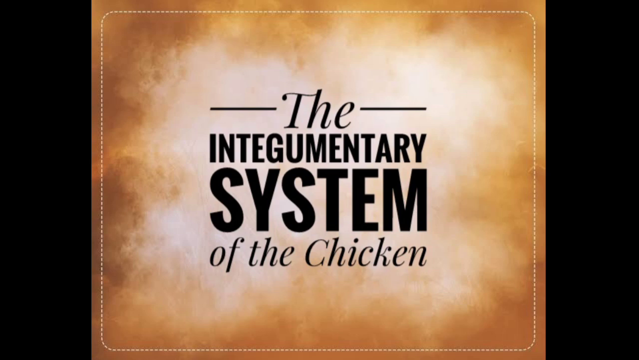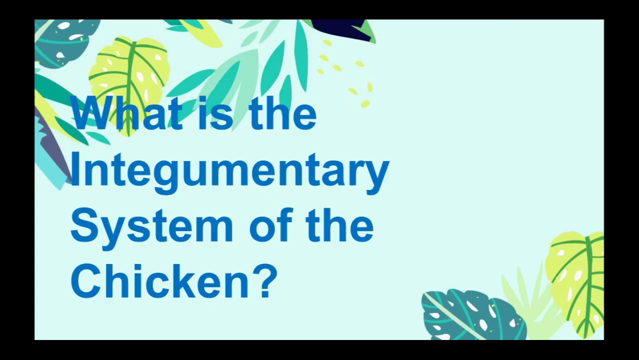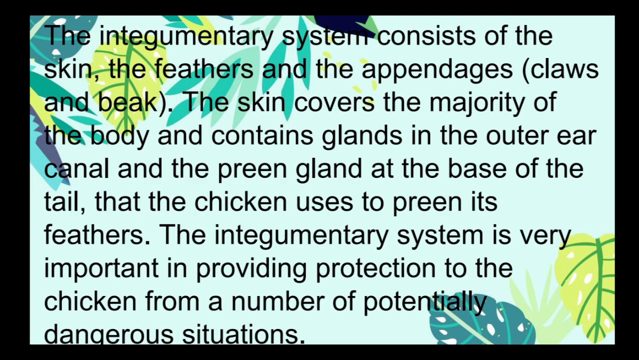The integumentary system of the chicken. So, what is the integumentary system of the chicken? The integumentary system consists of the skin, the feathers, and the appendages, such as claws and beak. The skin covers the majority of the body and contains glands in the outer ear canal and the preen gland at the base of the tail that the chicken uses to preen its feathers. The integumentary system is very important in providing protection to the chicken from a number of potentially dangerous situations.